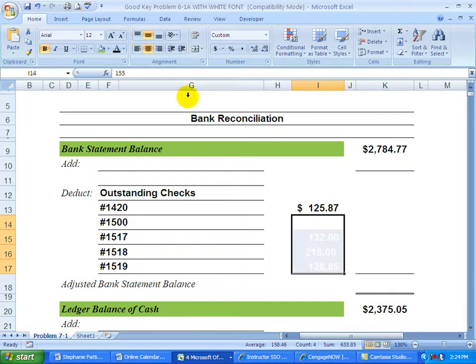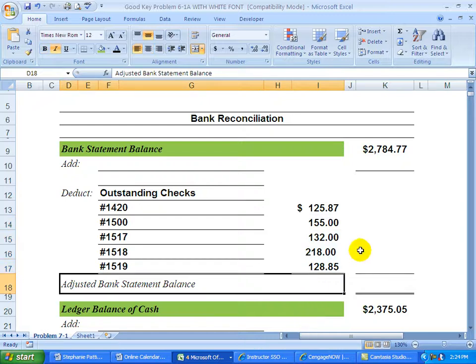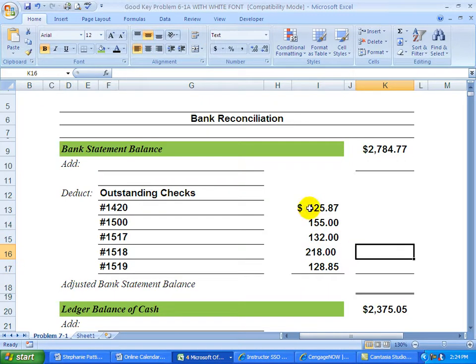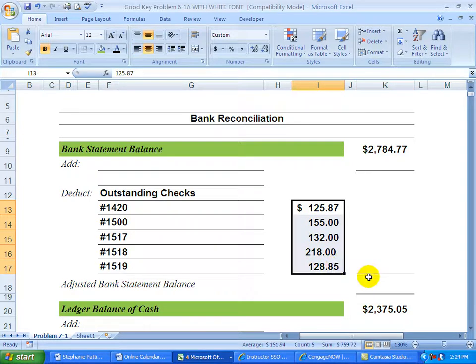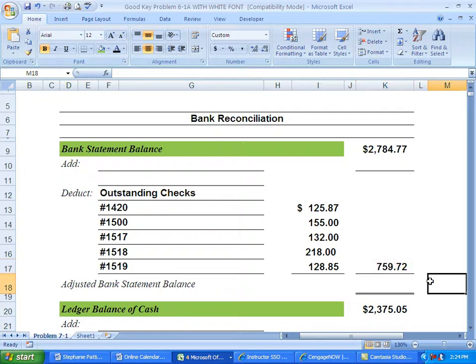I'll write the amounts over here. Then we're going to take all of these outstanding checks and add them together, and we would put our total over here. So these $759.72 represents checks that we've written but that have not cleared out through our account yet.